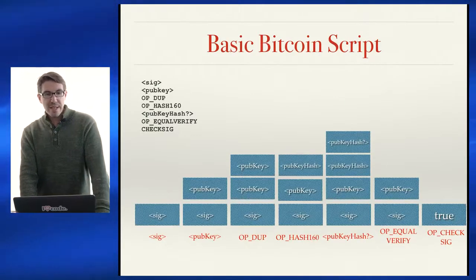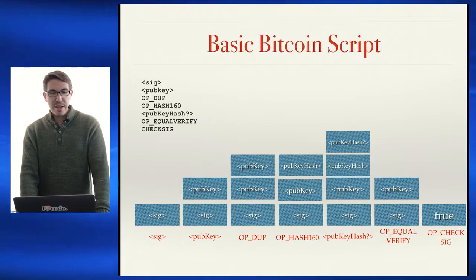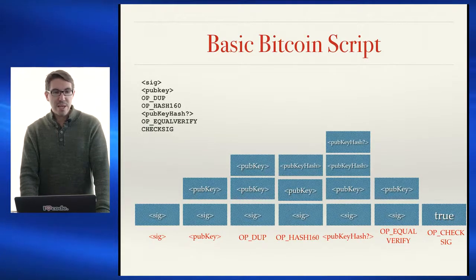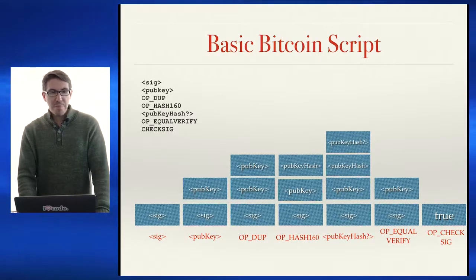So here is our stack. We're going to put the signature and the public key, then duplicate the public key, run HASH160 on it to get an address, get our address that we specified when we were sending this, and then OP_EQUALVERIFY.